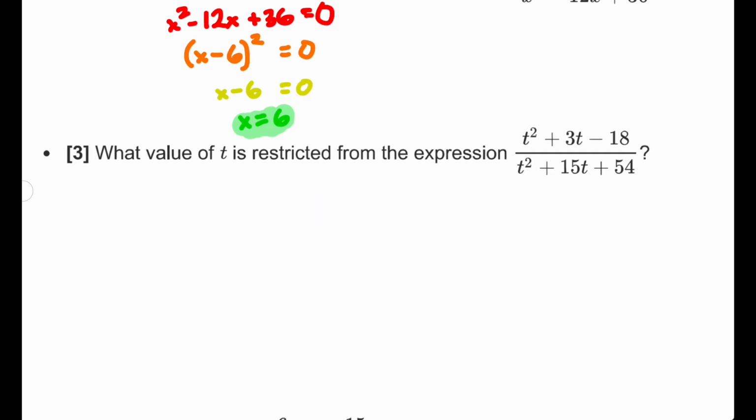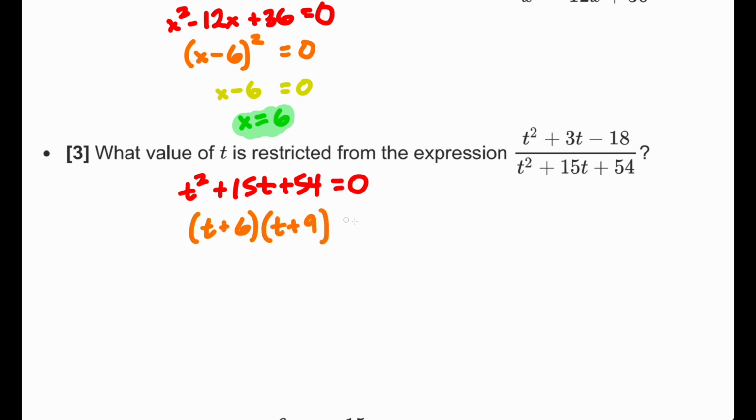So next one, it says, what value of t is restricted from the expression? Okay, so same kind of thing that we had before. We have a quadratic in the denominator this time. We're just going to set it equal to 0. Now this one is not a perfect square, so we could have two answers on this. In fact, we are going to have two answers on this. This one factors, again, if you wanted to, you could use quadratic formula. You would get the same answer. It's going to be t plus 6 and t plus 9 for how that factors.